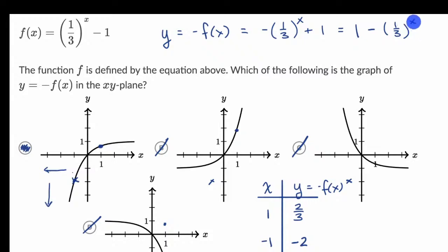And then as x gets larger and larger, more and more positive, 1/3 to larger and larger positive exponents is just going to get closer and closer to 0. So you're going to approach 1 as x gets larger and larger. And it looks like that is what is happening with this graph right over here, as x gets larger and larger.